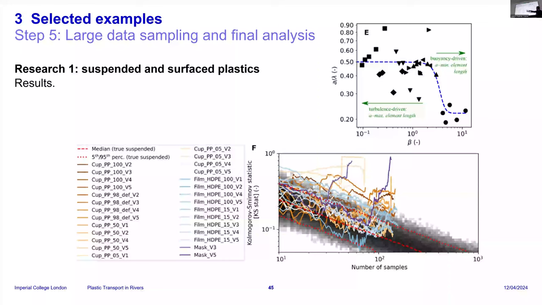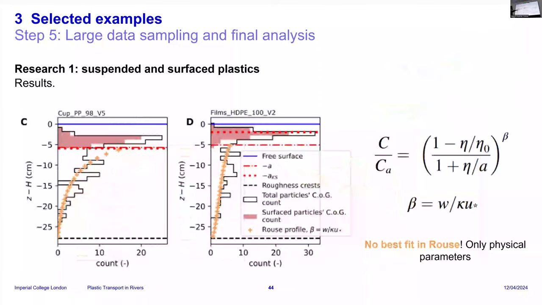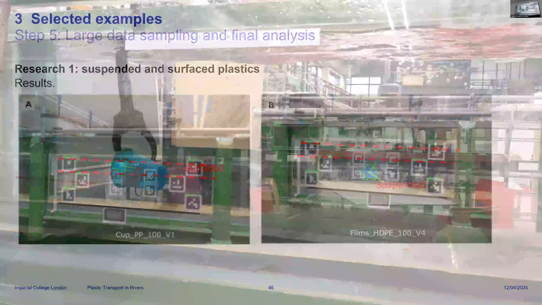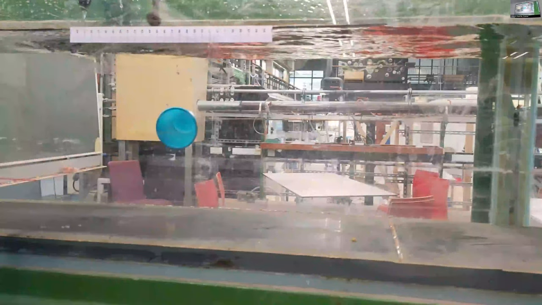And consistently, for 70 or 80% of our experiments, we can see that at some point this starts differing from a Rouse profile. And this is the red line that you were seeing here, right? The KS from our Smirnov test. And you can see that this is very consistent with the plastics that are touching or not touching the free surface. So with that in mind, we see that we have two modes of transport: things that are suspended and things that are also touching the free surface. And in the next slide, I'm going to show you a video that will illustrate this a bit better.